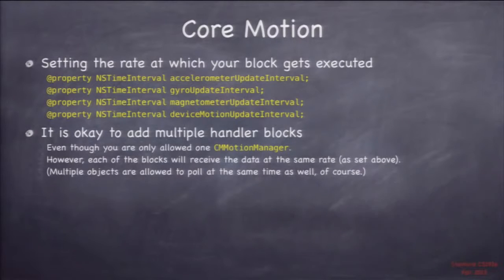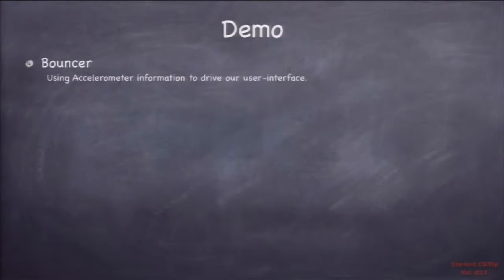It is okay to have multiple handler blocks. In other words, to call start accelerometer updates with block, give it a block, and then later somewhere else, start accelerometer updates with block, and give it a different block. And both of those blocks will get called. They're both going to get called at the same rate, this update interval, but you could be doing two different things every time this interval happens. That's perfectly fine. Okay, it's not like there can only be one block. Make sense?